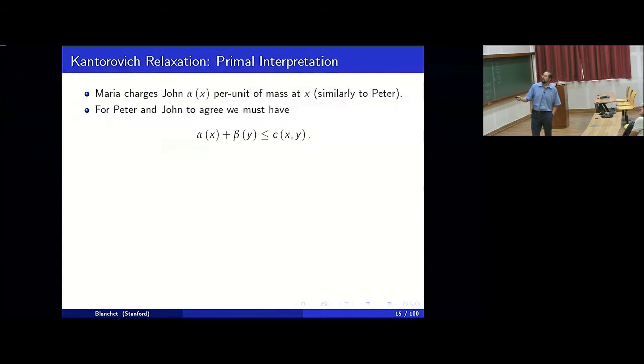And the cost is going to be, for them to agree, the sum of the cost has to be less than the cost of transportation. Now, in this contract, this is an all-or-nothing thing.